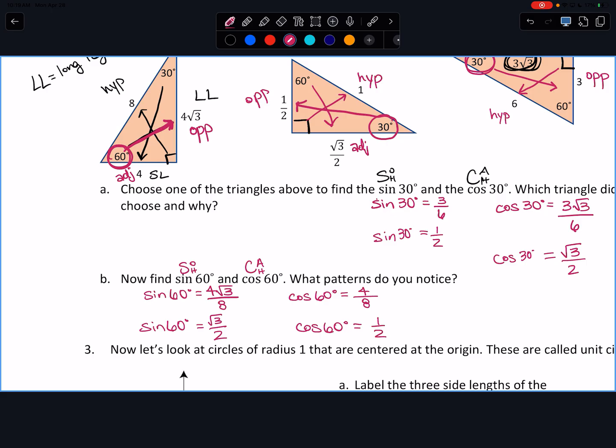What patterns do you notice? It's just flipped. Yeah, the cosine of 30 became the sine of 60, and the cosine of 60 is the sine of 30. Does everybody see that? Okay, so that's a pattern she notices.